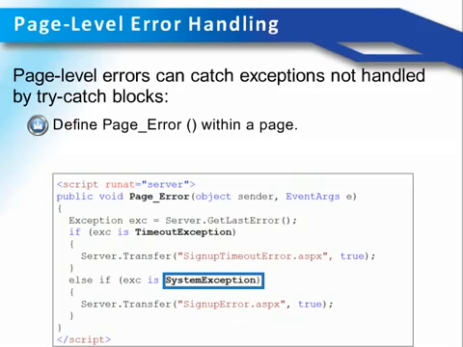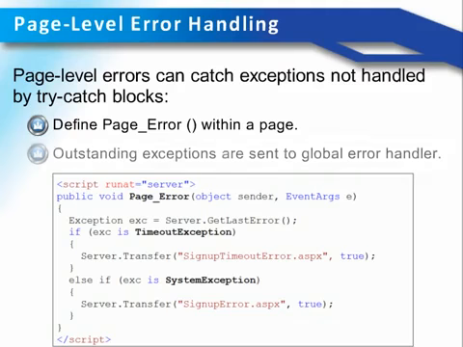If a system exception is thrown, processing is forwarded to a different page called signuperror.aspx. Any exceptions not specifically handled in the page_error method are passed on to the global error handler residing at the application level.